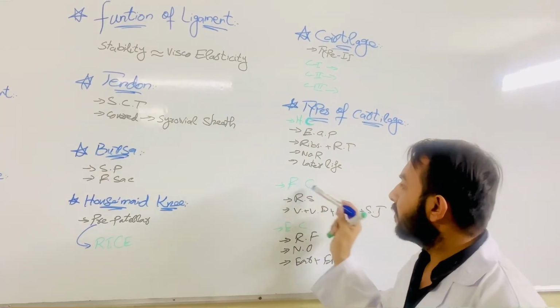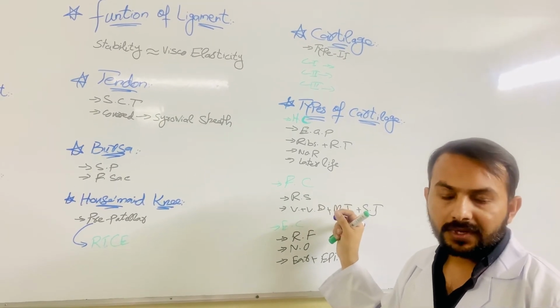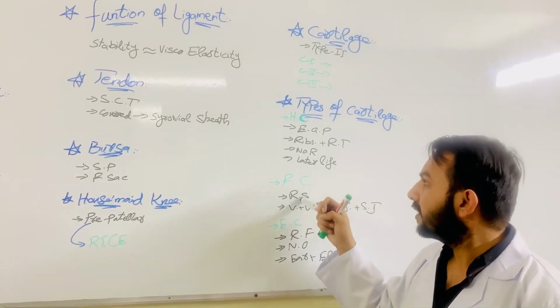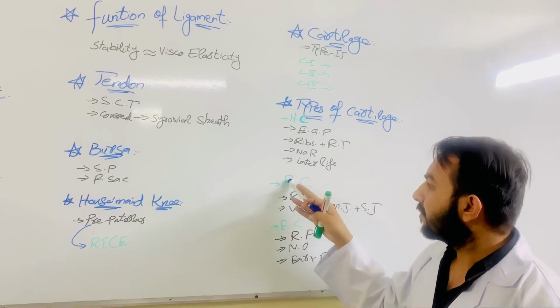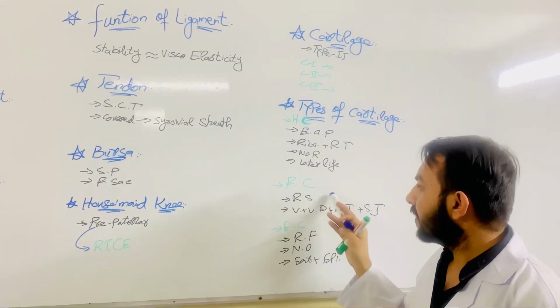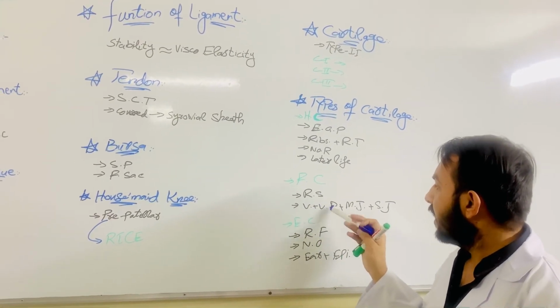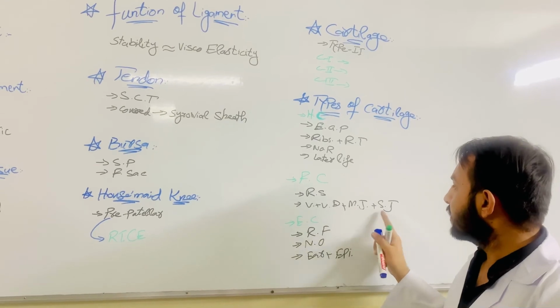The second one is fibrocartilage. Fibrocartilage repairs slowly, and its repair is almost not done. Fibrocartilage is present in the vertebrae and vertebral discs, and it is also present in the medial meniscus and the synovial joints.